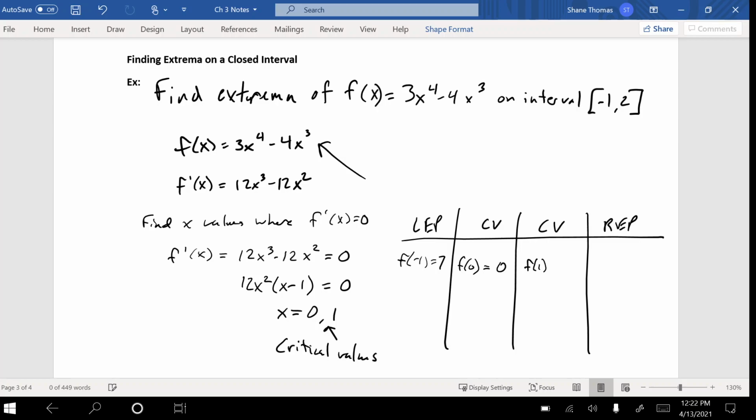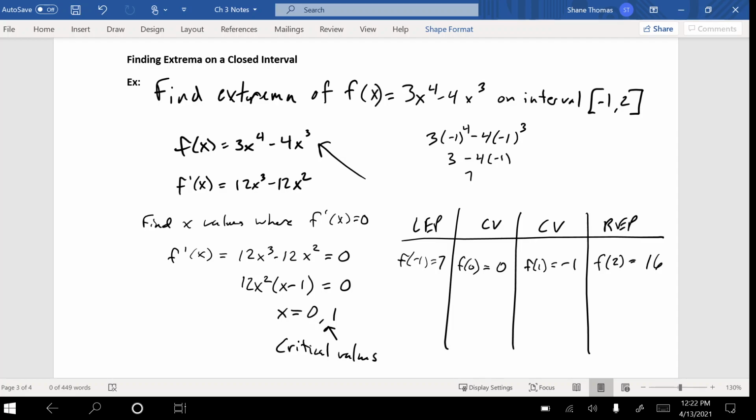F at 1, put it back in up here at the top. 3 times -1 to the fourth minus 4 times -1 to the third. This is going to be a positive 3. This is going to be a -4 and a -1. It's an odd power, so it'll be 7. Okay, 0 gave us 0. F at 1 would end up giving us -1. And F at 2 would give us 16.